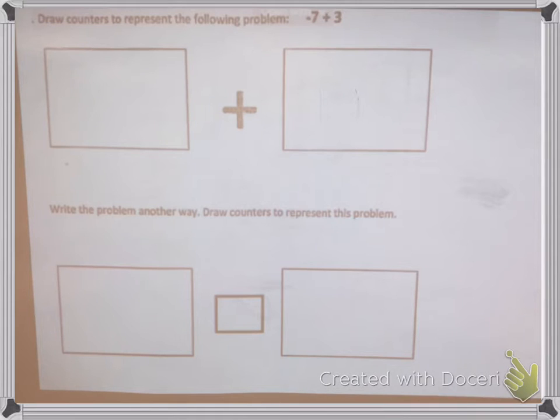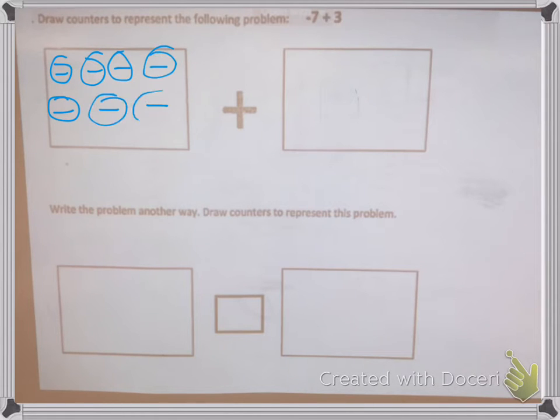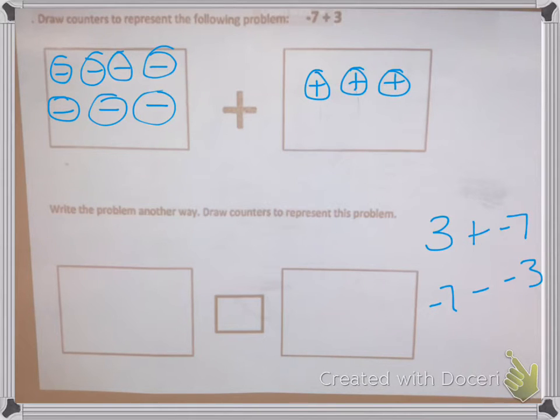All right, so we're going to draw counters on here. This is negative 7, so we've got 1, 2, 3, 4, 5, 6, 7. Got our negative 7 over here. We're adding 3. Those are positive 3. What's another way you could write that? Well, we could write it like this: 3 plus negative 7. Or you could write negative 7 minus negative 3. But we'll stick with this one just to stay consistent.